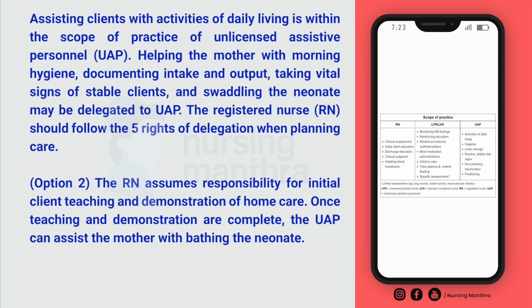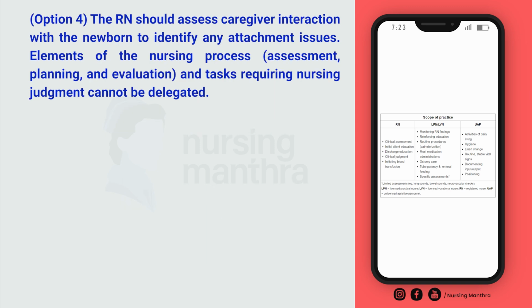Registered nurses should follow the 5 rights of delegation when planning the care. Then option B: the RN assumes responsibility for initial client teaching and a demonstration of the home care. Once the teaching and demonstration are complete, the UAP can assist the mother with bathing the neonate. And option D: the RN should assess the caregiver interaction with the newborn to identify whether any attachment issue is there or not. Elements of the nursing process, assessment, planning and evaluation, and a task requiring nursing judgment cannot be delegated.